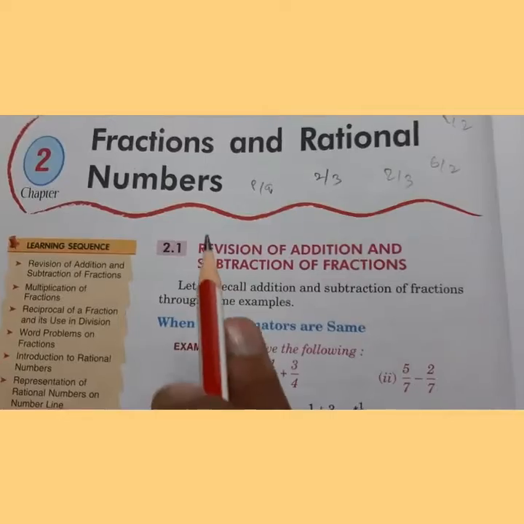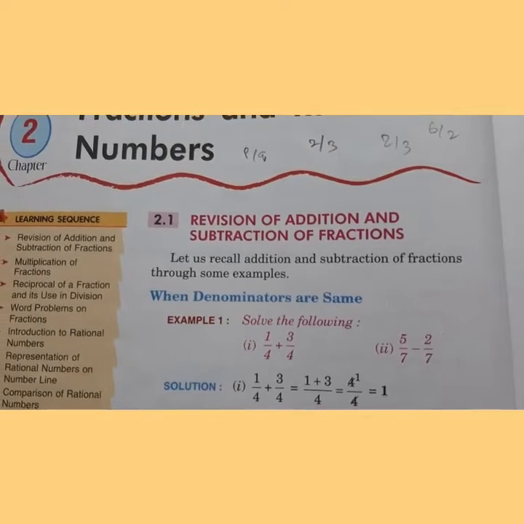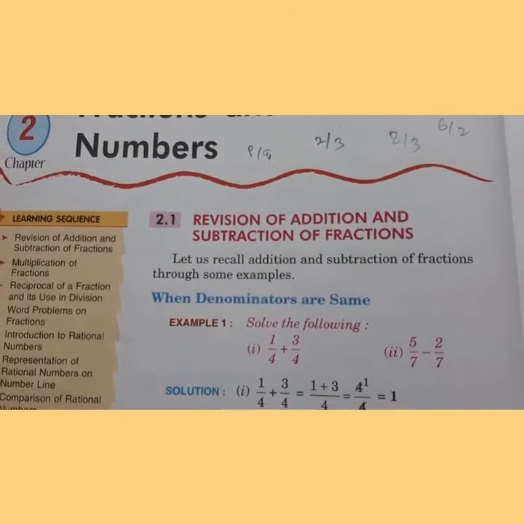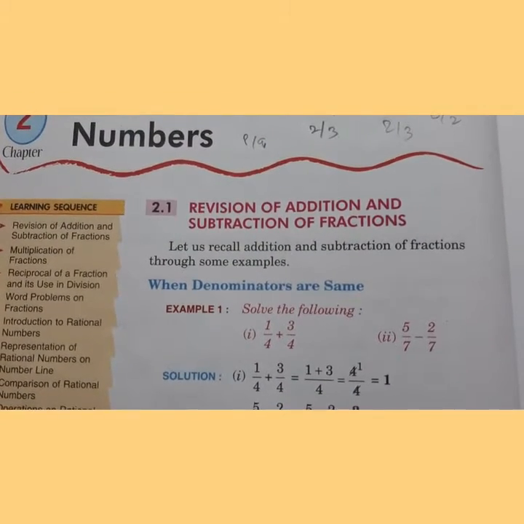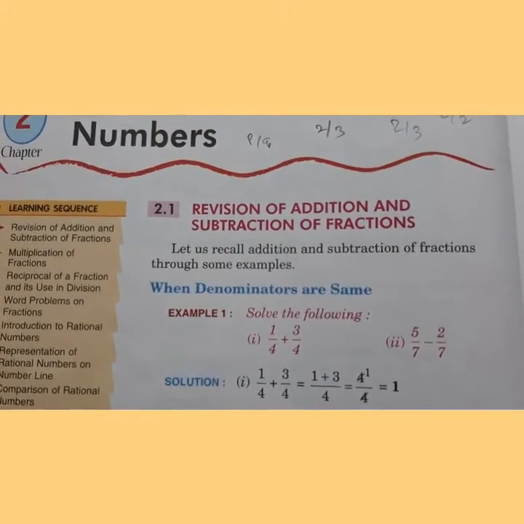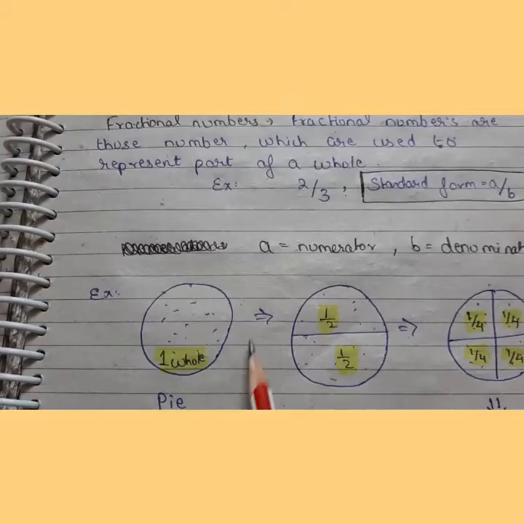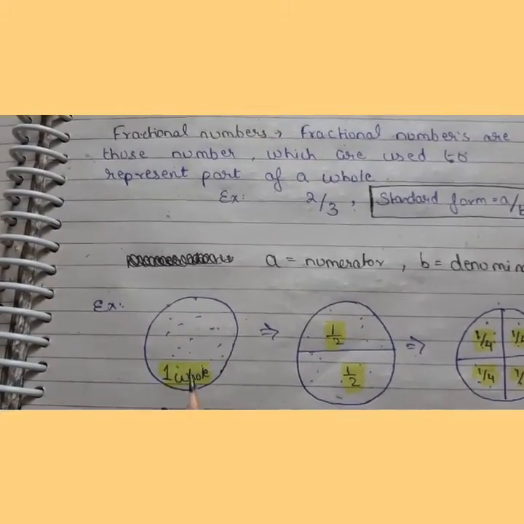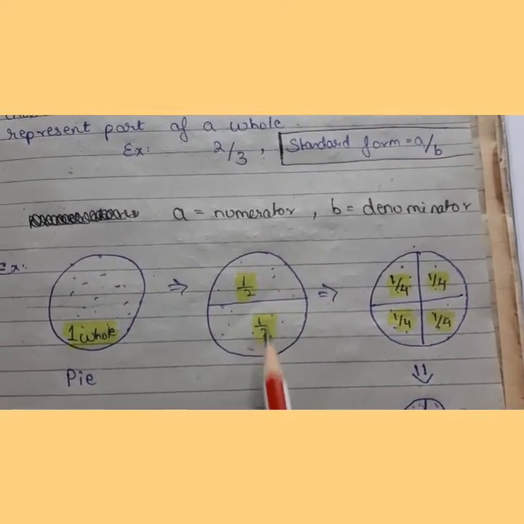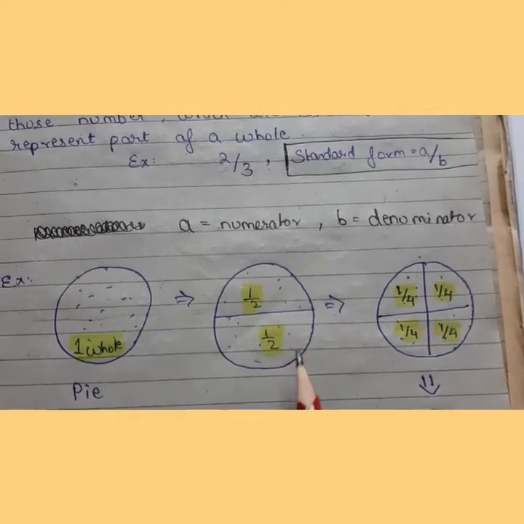Now, what are fractional numbers or simply fractions? Fractional numbers are those numbers which are used to represent part of a whole. Once again, I am repeating the definition. Fractional numbers are those numbers which are used to represent part of a whole. Now, what does this whole mean? Let's see it by an example. Like this is a piece of pie. This is a whole pie, meaning one full pie. Now, if I divide this pie into two equal parts, as we can see in figure number 2, each part will be half, because I have divided this whole into two equal parts.